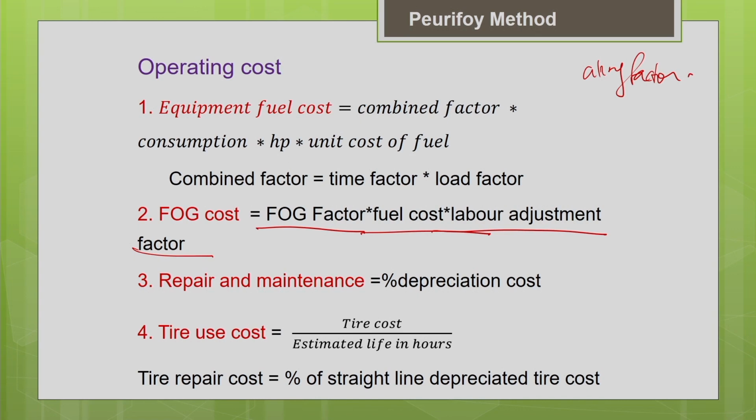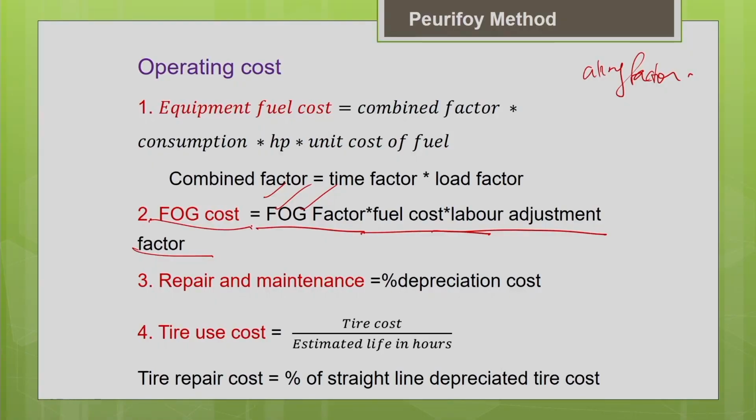So these values are available in some particular handbooks, which I have listed in the references. You can make use of that to make the adjustment accordingly. Or some handbooks, as I told you, directly give you the hourly filter cost, lubricating oil cost and grease cost. For the different project conditions, you just have to multiply it by the unit cost so that you can get your FOG cost. So the approaches are different.